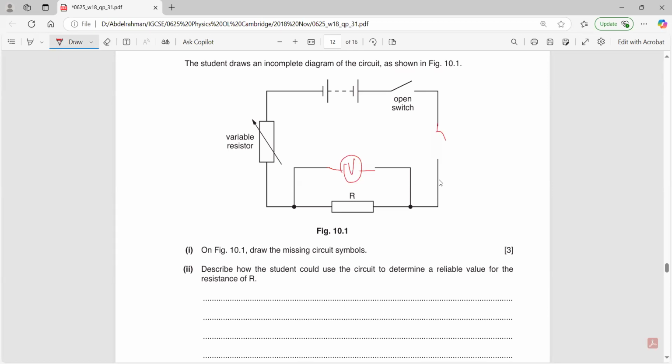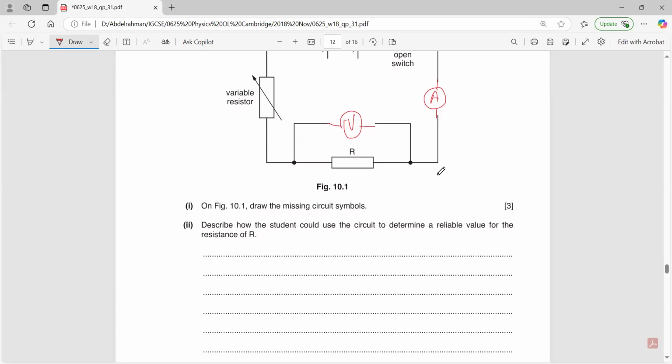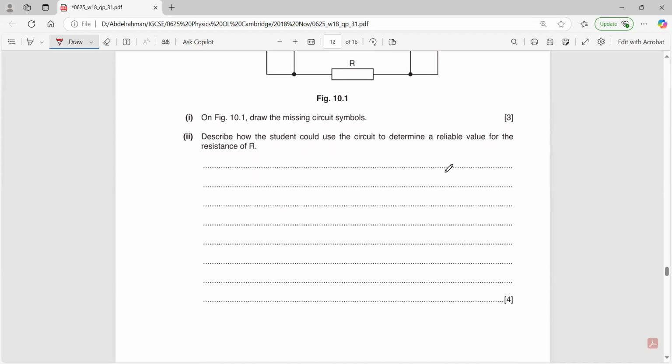What about the ammeter? It is in series with the whole circuit. Voltmeter and ammeter. Describe how the student could use the circuit to determine a reliable value for the resistance R. Reliable value for the resistance R.